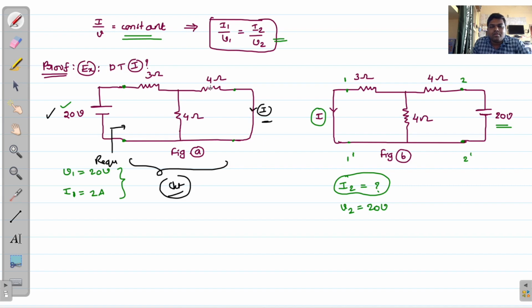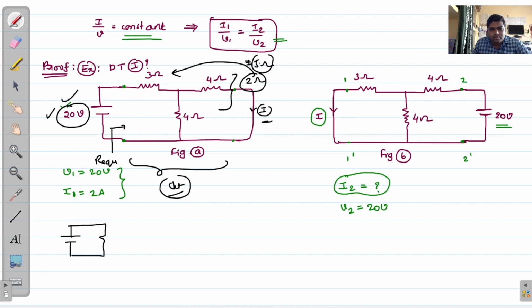These 4 ohm, 4 ohm, these two are in parallel. If two same resistances are in parallel, then the resultant resistance will become half. That means 2 ohm. The 2 ohm is in series with 3 ohm, so 3 plus 2 means you will get 5 ohm, right? So with the 20 volts voltage value and 5 ohms resistance, the resultant circuit is like this. This is 20 volts and this is 5 ohm resistance.